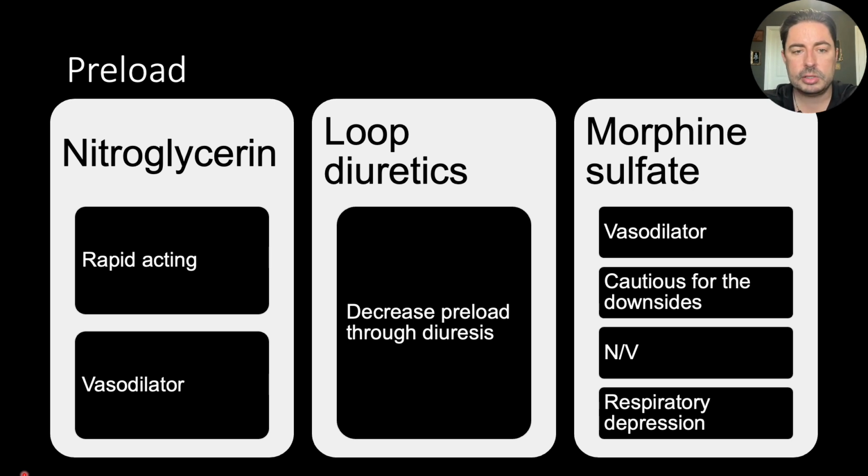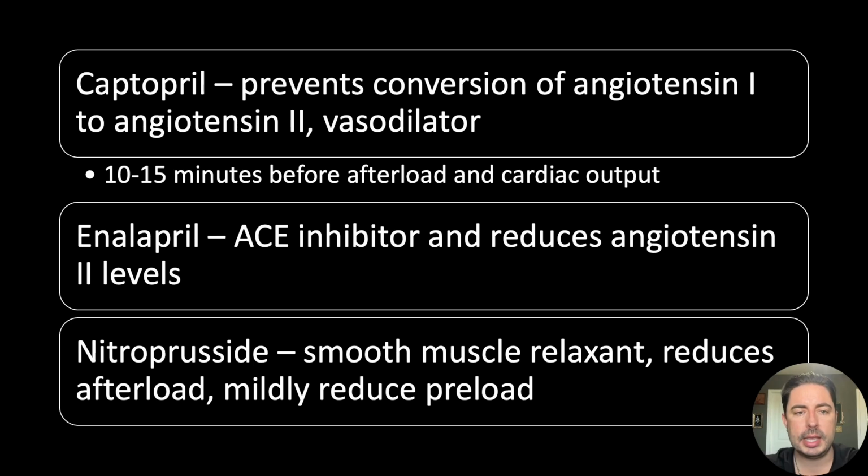And then I can use morphine sulfate as a vasodilator, and I want to be careful of the downsides. It can lead to nausea, vomiting, and respiratory depression. So morphine is not a common use for pulmonary edema, but it can be used as a vasodilator in a pinch.